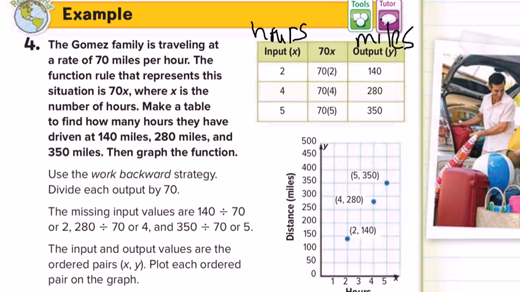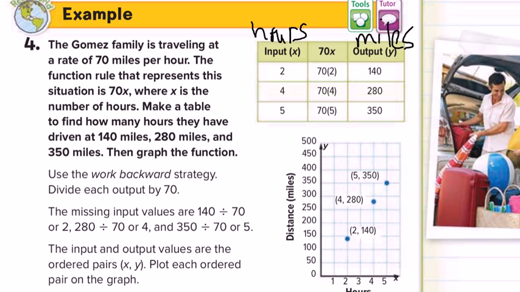So if I start with 140 miles and my function rule is 70 times x, I want to think 70 times what would give me 140. That would be 2. So I can find my input of 2. With 280 as my output, 70 times what would give me 280? That would be 4. So I get my input of 4. And then if my output was 350, I would think 70 times what will give me 350, and that would be 5. So I get my input of 5.